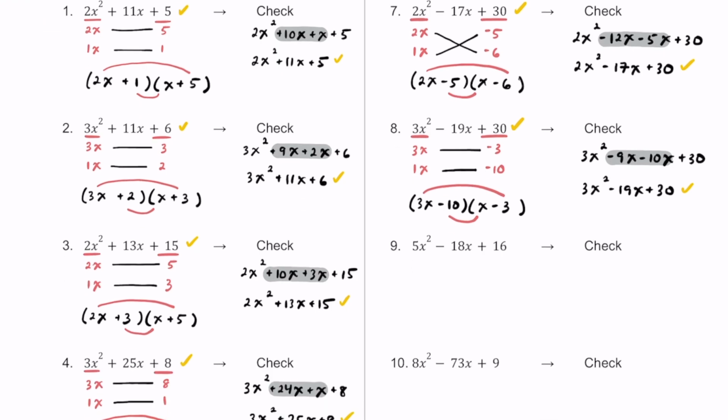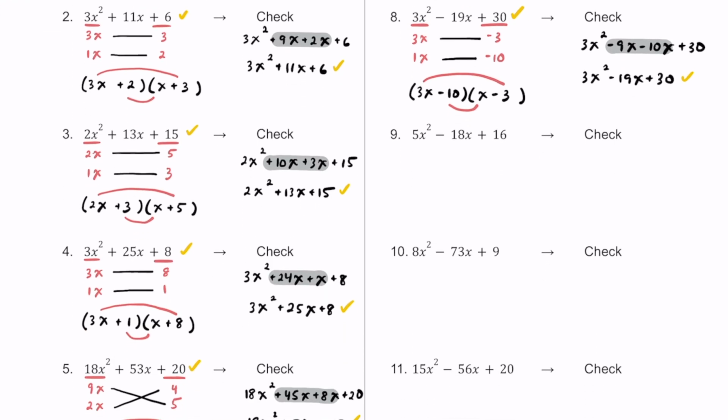All right. For number 9, we have this 5x squared minus 18x plus 16. Now 5 is prime, which is good for us. We like that, so we're just going to do 5x and 1x. 16 is composite, so we have to do some more thinking here. We are going to choose 2 negatives, so negative 1, negative 16, or negative 2, negative 8, or negative 4, negative 4. Let's start with trying negative 4 and negative 4.